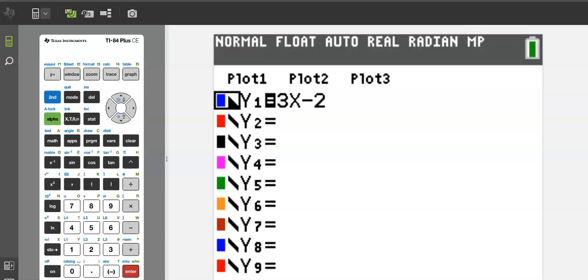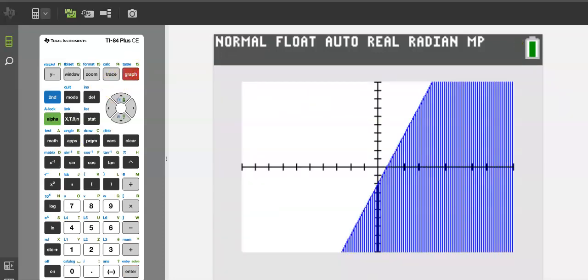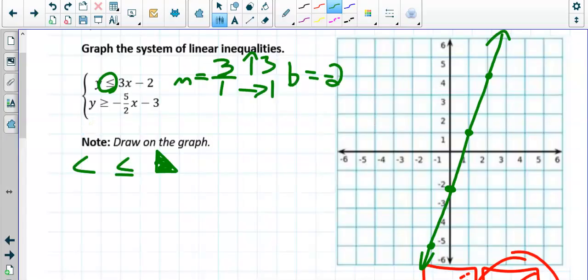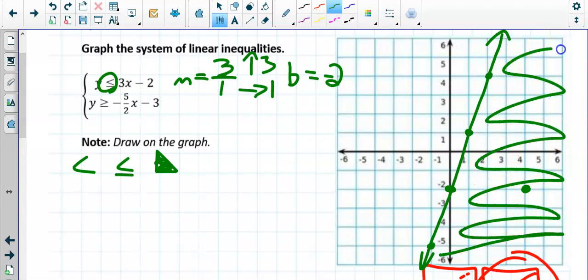Correct. So we hit graph again, like I said, and now we know where to make that third click. So on my graph over here, I would click in this region, and it would shade this region for me. Follow? And now repeat for the second equation again.